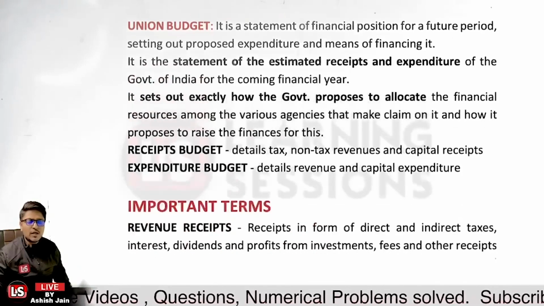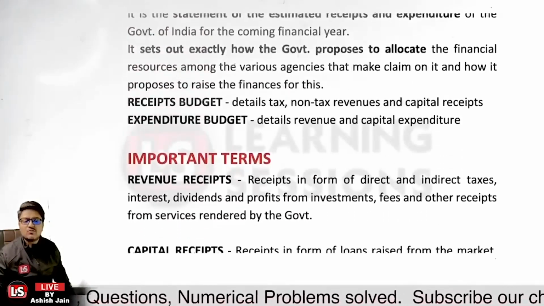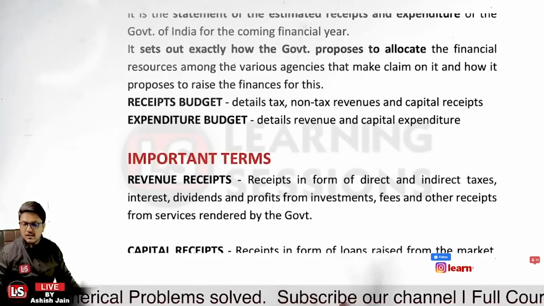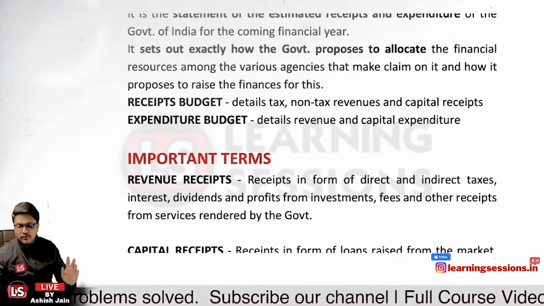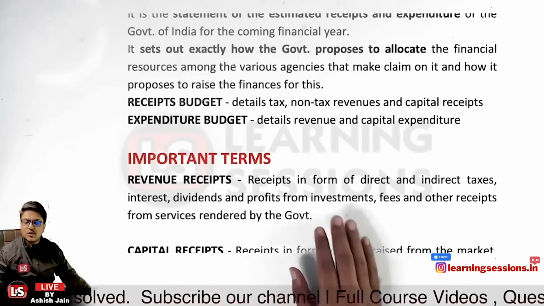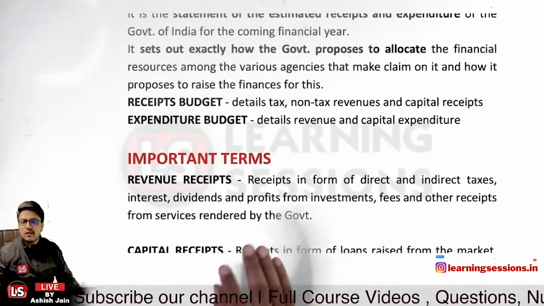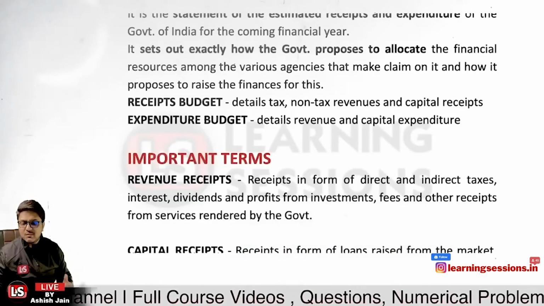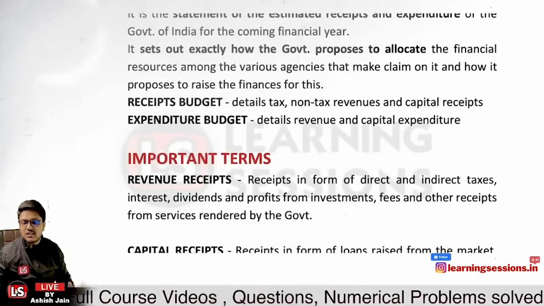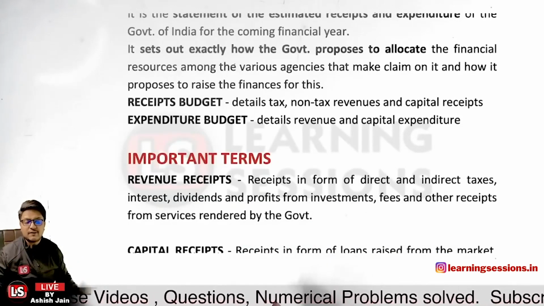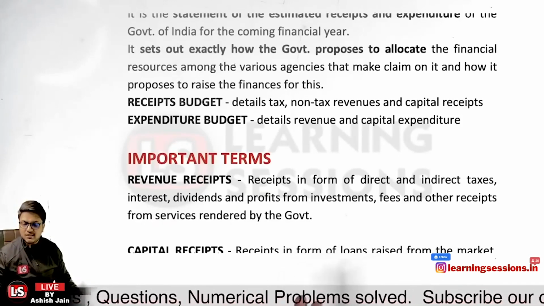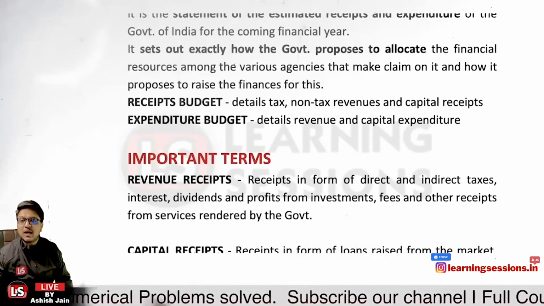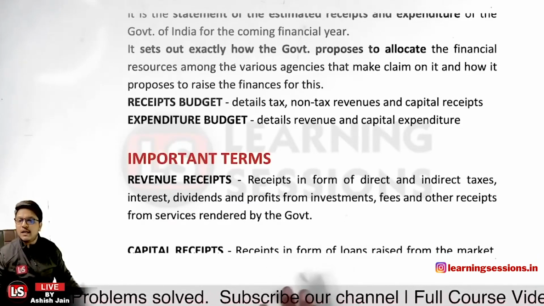Okay, now let's have a look at the different important terms. First of all, revenue receipts: receipts in the form of direct and indirect taxes. Whether it is direct tax or indirect tax, it is related to revenue receipt. Now, what is direct tax? The tax that is directly imposed on the citizen itself is the direct tax. And when the tax is not imposed on you but on the goods or services that you hire or purchase, that is indirect tax.